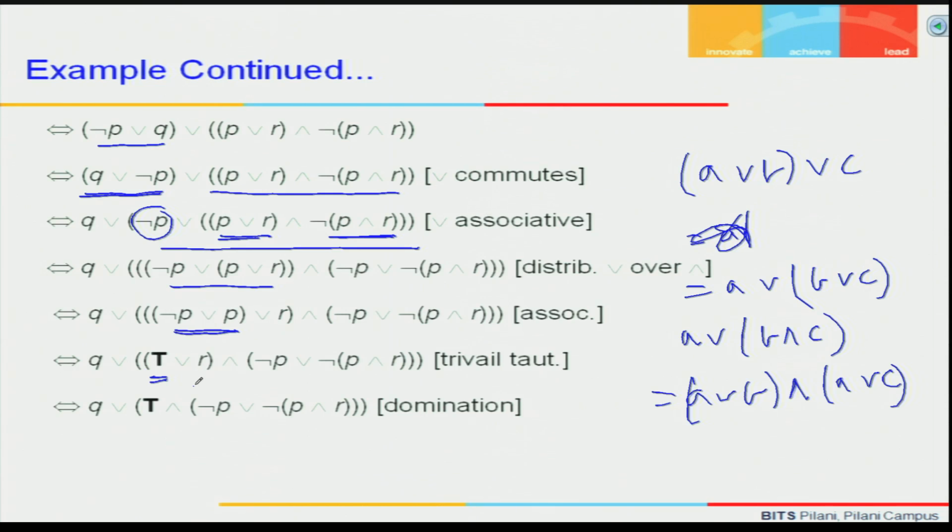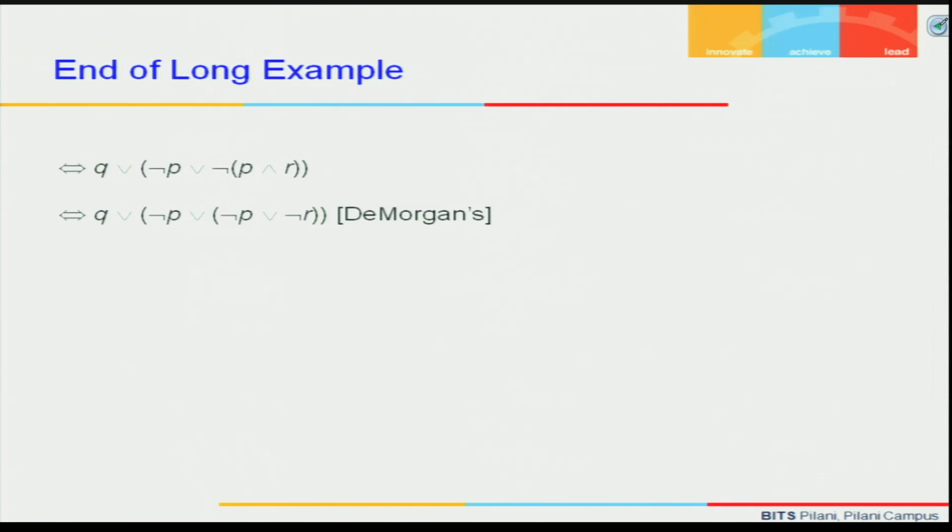And whenever we have true or any proposition, here it is R, true or R is equivalent to true. This is what the domination law tells us. And again, true and any other proposition is the same as that proposition. Again this is because of the identity law. Once we get this, we apply De Morgan's law to this particular portion, that is, not of P and R is the same as not of P or not of R.